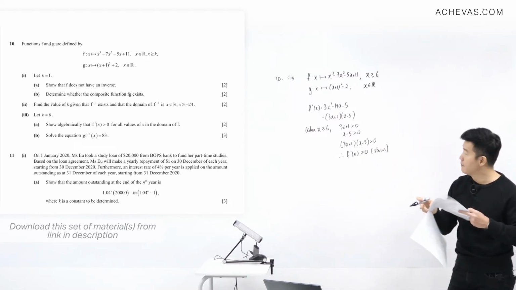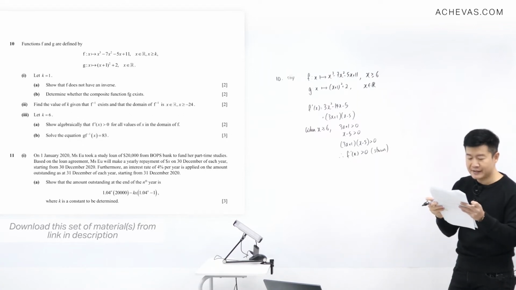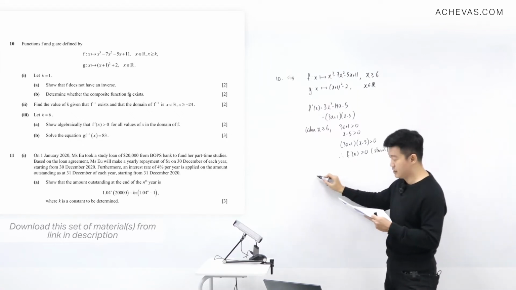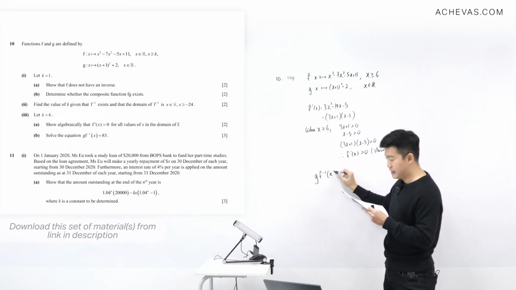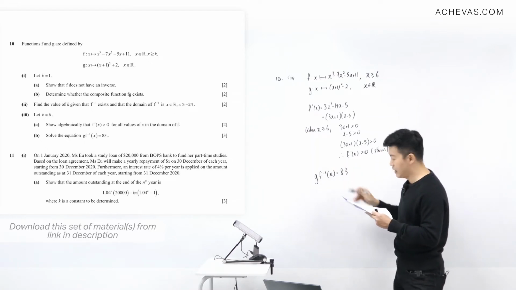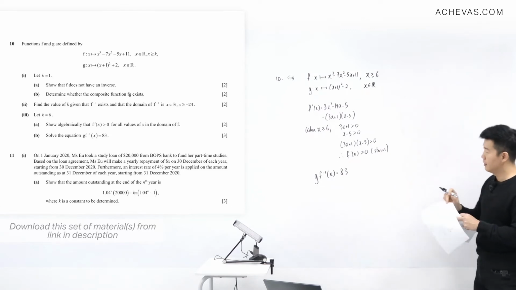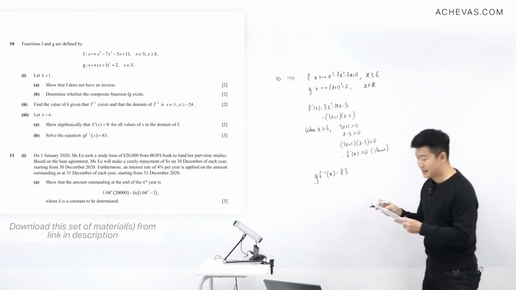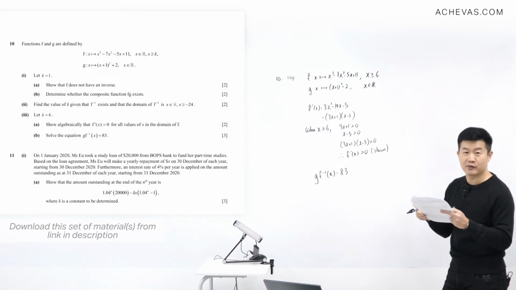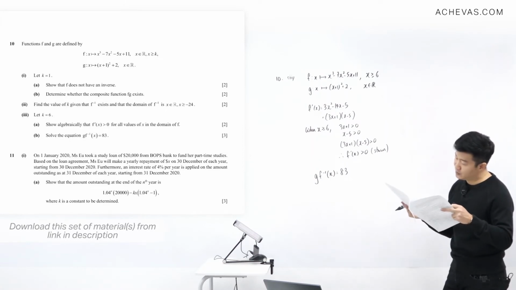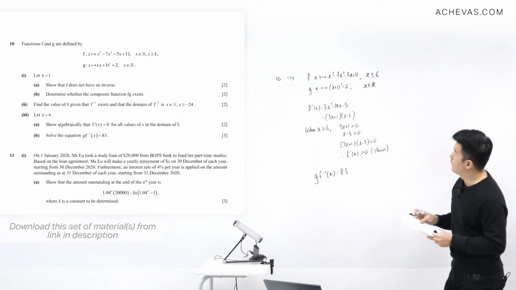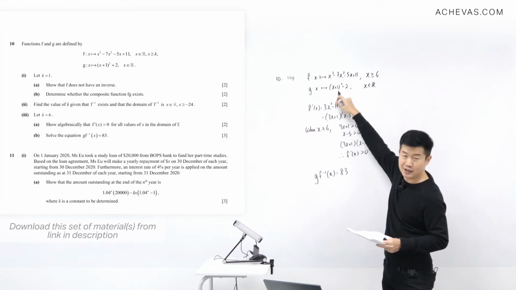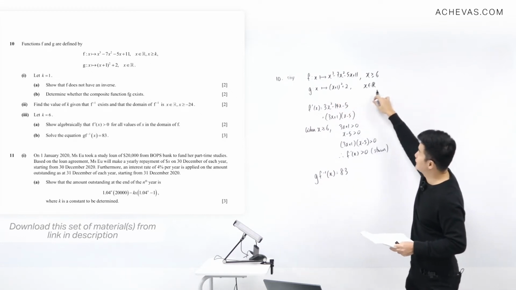Next, part B. Part B says that we are supposed to solve this. We are supposed to solve g f inverse x is equal to 83. Okay, g f inverse x is equal to 83. We are supposed to find the value of x that satisfies this equation. So from what we can see so far, g is this expression. It has not changed. It has remained consistently as this.